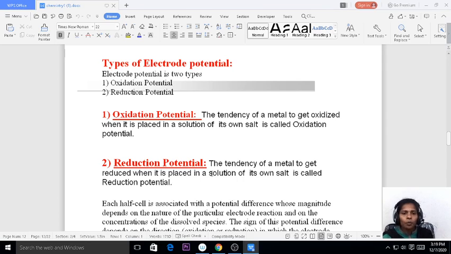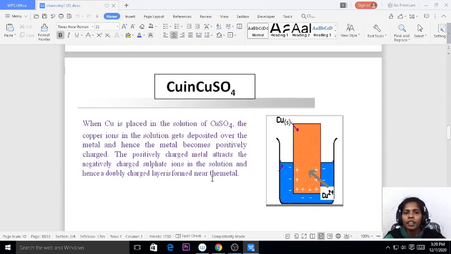I will take the example of oxidation potential and reduction potential using the galvanic cell. Everyone knows the galvanic cell. In the galvanic cell, in the left part we have zinc and zinc sulfate, and in the right part we have copper and copper sulfate. We know that zinc undergoes oxidation and copper undergoes reduction here. So zinc has the oxidation potential value, and copper has the reduction potential value. That example only I have given here.